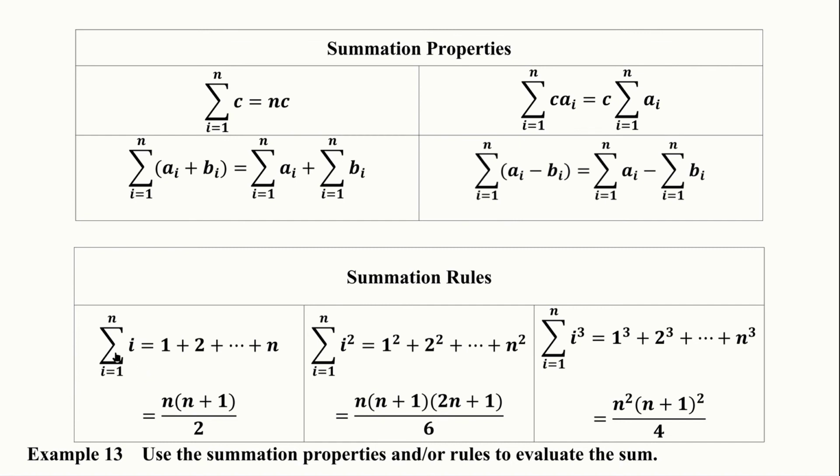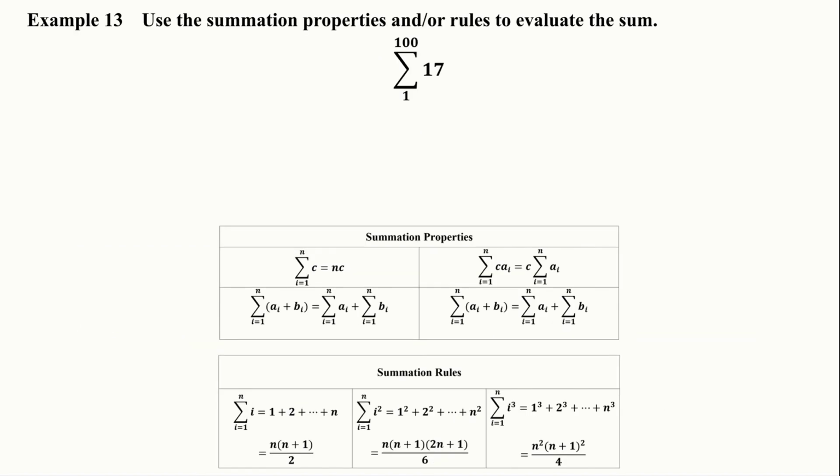For the properties, we learned that the sum from i equals 1 to n of i is going to be n times n plus 1 over 2. For i squared, it's going to be this, and for i cubed, that. All right, let's go ahead and apply these. I have them here to remind you of what we're going to use.